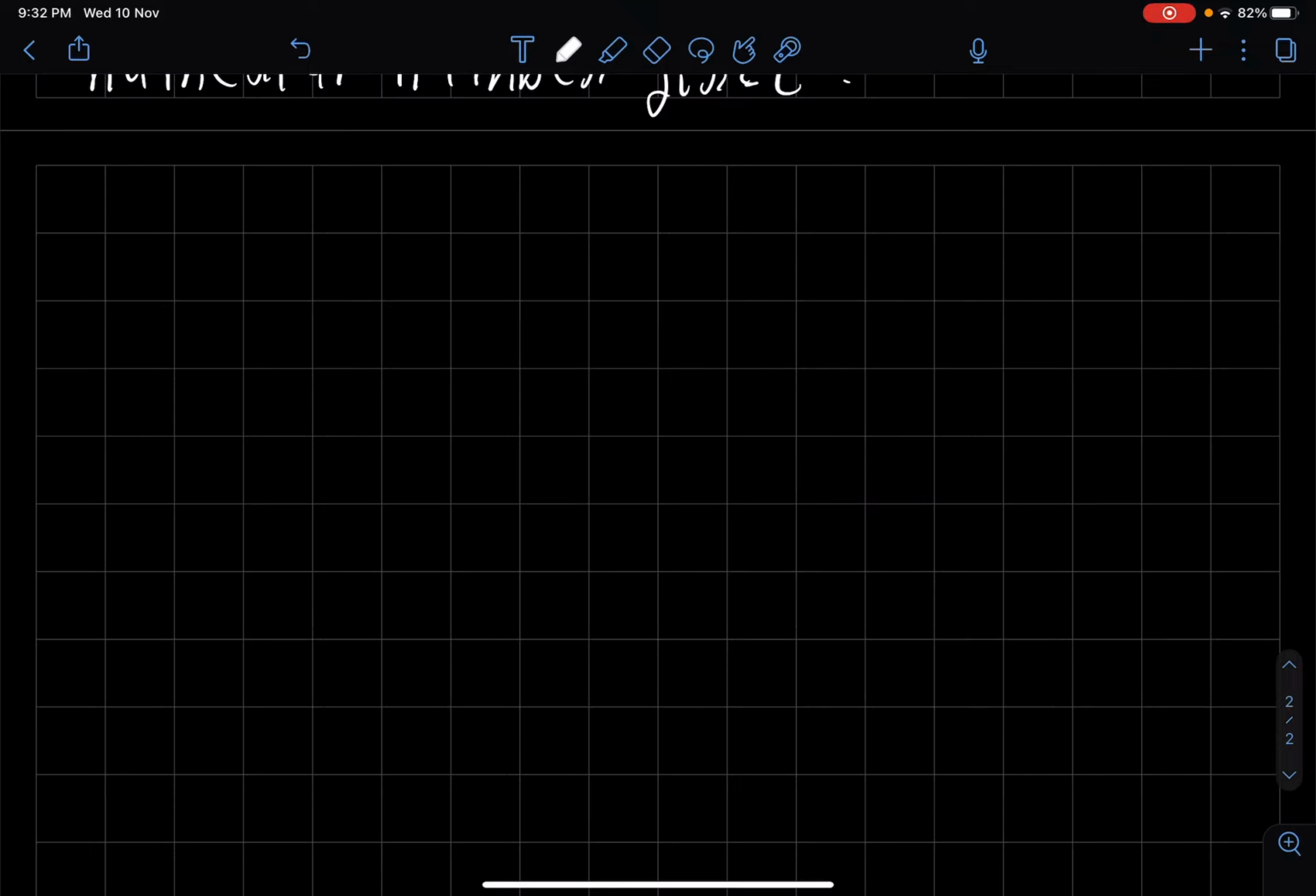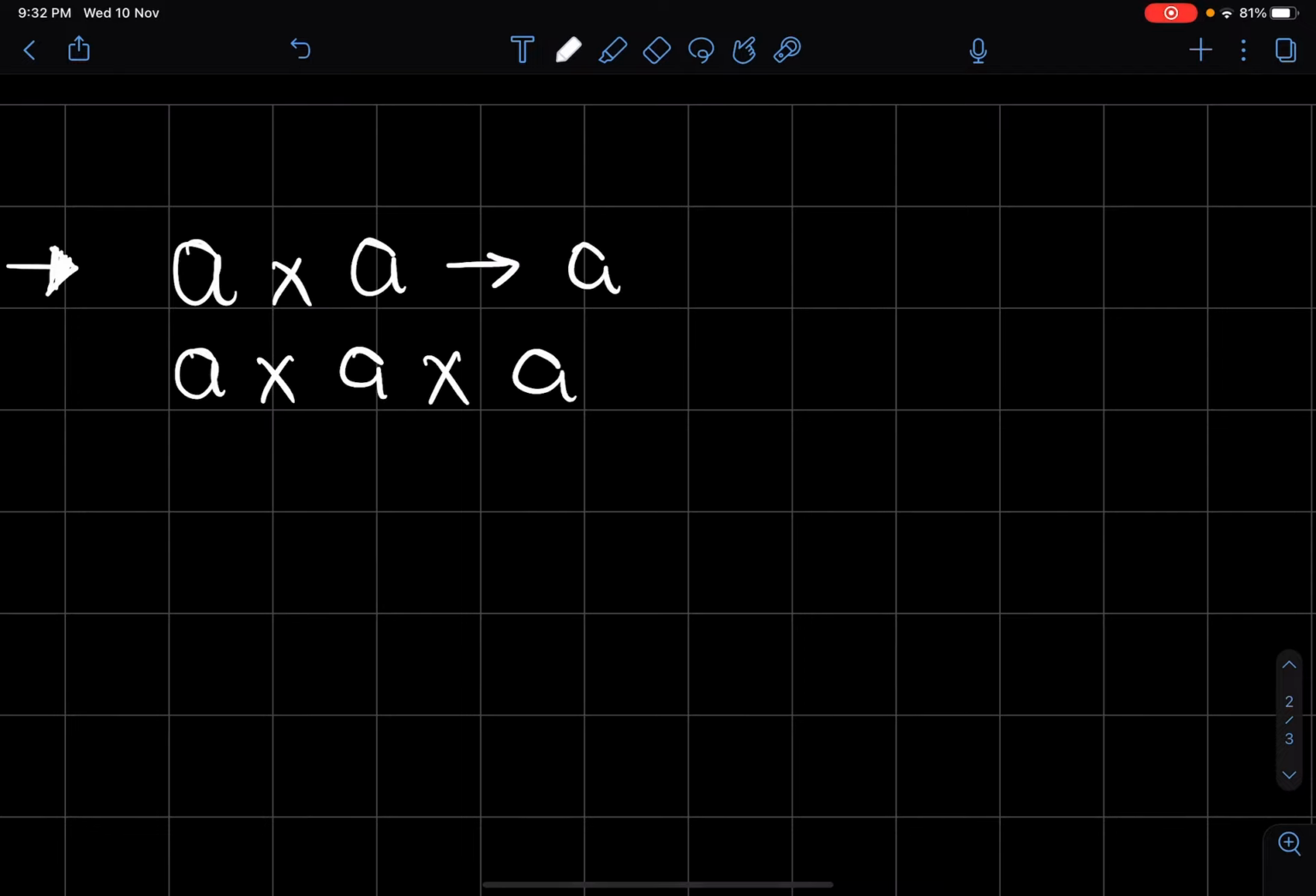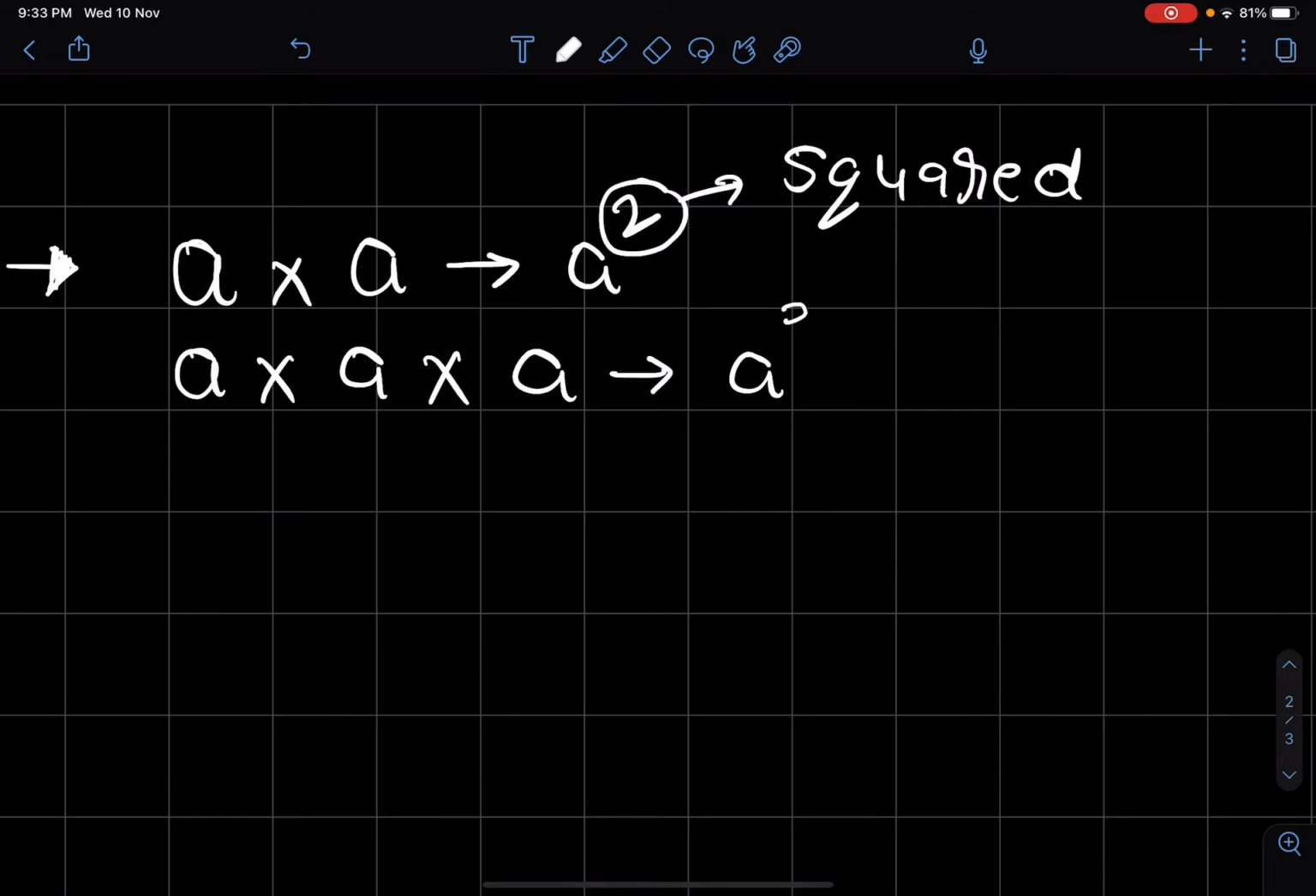Now what happens when we square or cube? Let's say there is a quantity a and we want to square it. Square means you multiply a by a. Or if we want to cube it, that means a multiplied by a multiplied by a. We write a squared with this symbol, and a cubed as a with a small 3 above it. This 3 represents cubed.